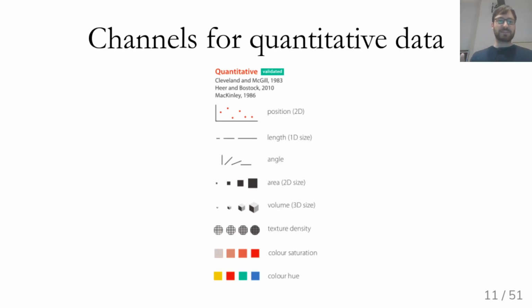The second is length, and third is angle, and fourth is area. And so actually this is already quite hard. Comparing the area of two things is much harder than comparing the lengths of things. This is a reason why pie charts are often considered worse than just a bar chart, because a pie chart is using either angle or area, and these are harder to compare than length.